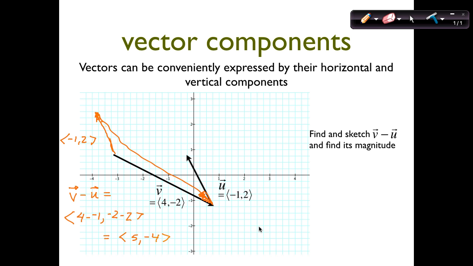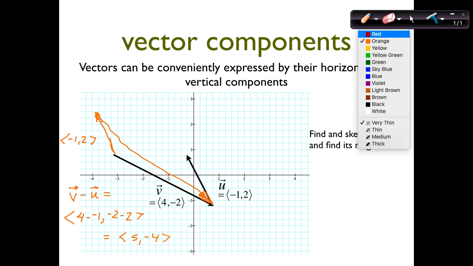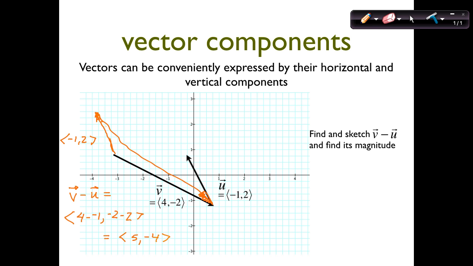You took u and you flipped its direction, and then you put its tail on the tip of v, you get the same vector. So that would be like this. The opposite of v would be like this. Right? So this is the opposite of u, sorry. So then v plus the opposite of u would give you this vector. And it's the same one as the orange one I drew, 5, negative 4.